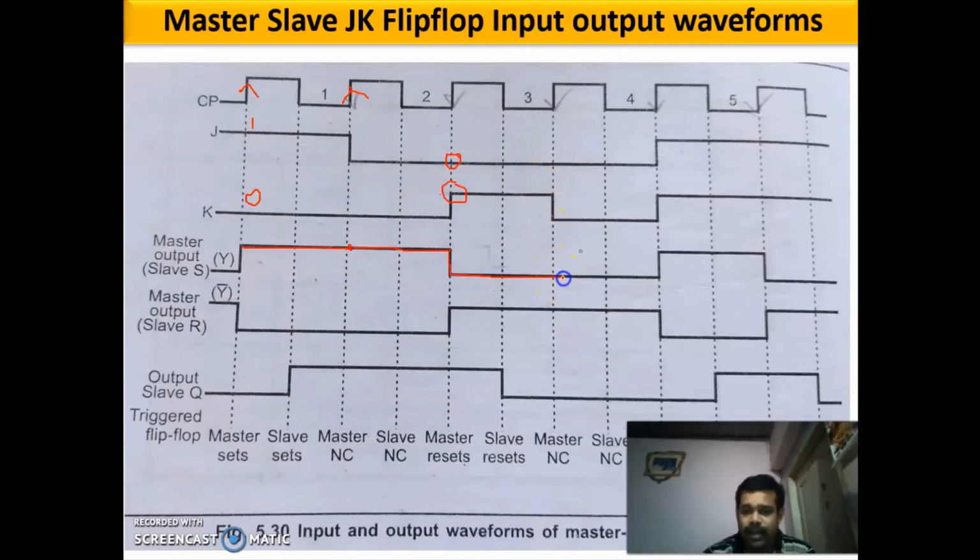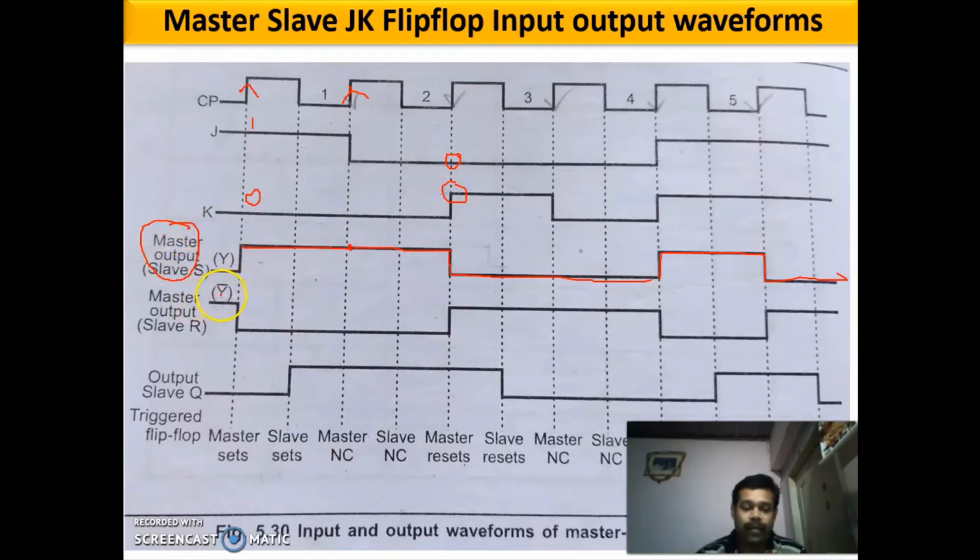Similarly, the output will be 0 up to the next positive edge. At the next positive edge, the values of J and K are 1. Previously the output was 0, so it is toggled to 1. So up to the next positive edge it is 1. At the next positive edge, the values of J and K are 1. Previously its value was 1, so it toggles to 0. So this is the output of the master.